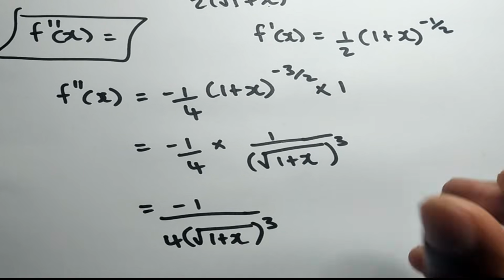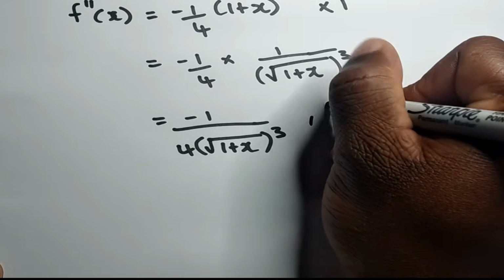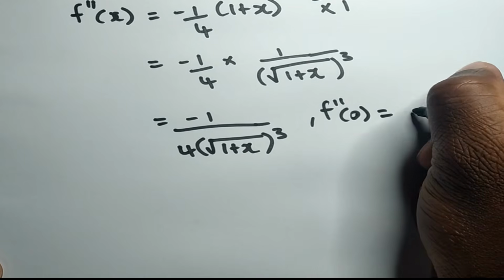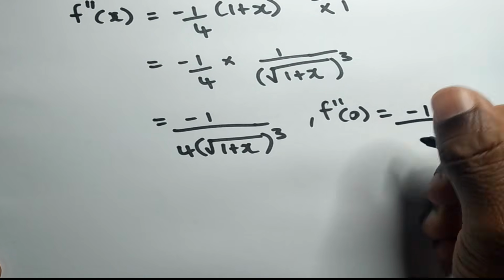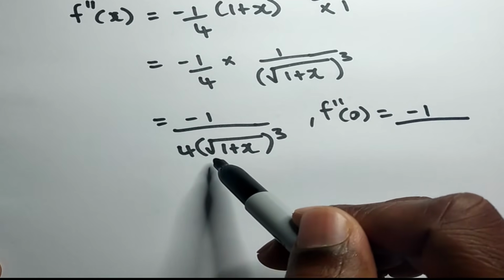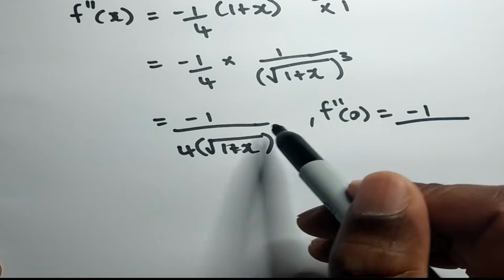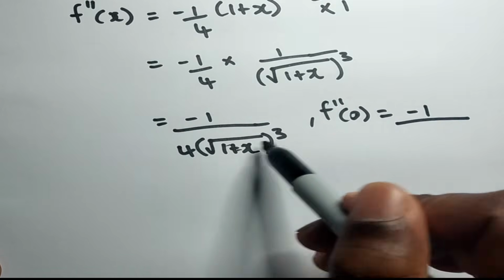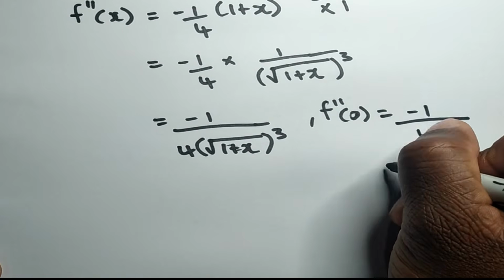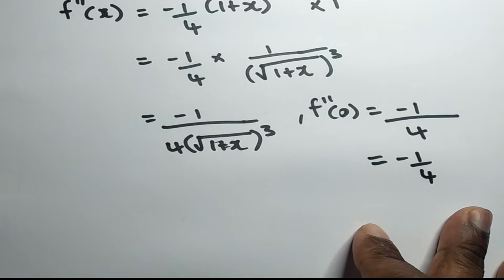All right, so where do we go from here now? Well, we want to find what we get if we substitute 0 into this function. And that will give us negative 1 over, let's see. If we substitute 0 into this thing, 1 plus 0 is 1. 1 cubed is 1, 4 times 1 is 4. So this is the same thing as negative 1 over 4. All right, so that's what we'll obtain.